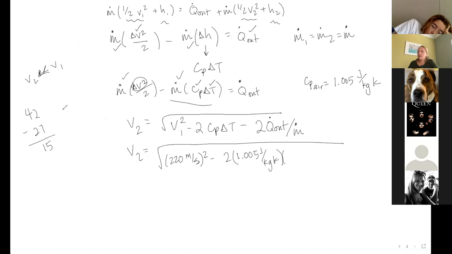If we had these in Kelvin, it would be the exact same difference. So if we had these in Kelvin, this would be 315 minus 300, which would be 15 Kelvin. So the differences are the same. So this is 15 Kelvin.